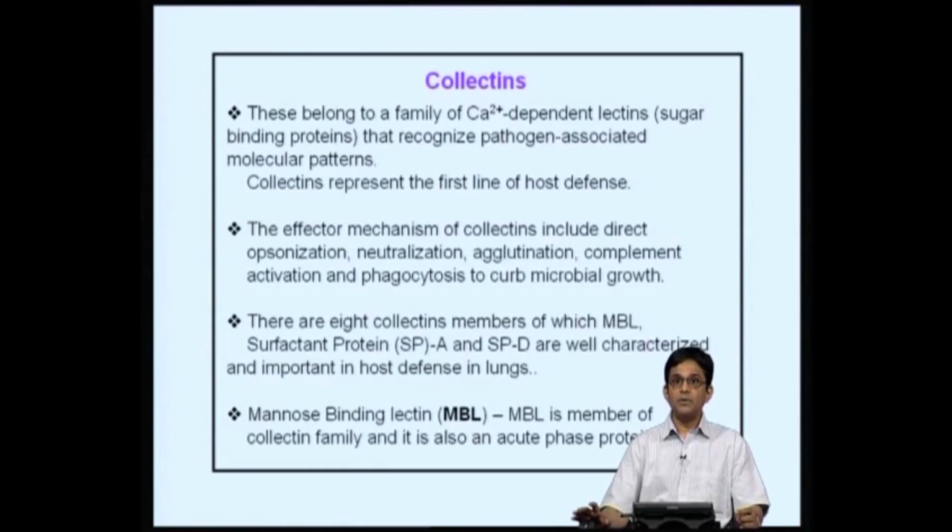There are different collectin members, and if you remember, mannose binding lectin is an acute phase protein. That means it is produced rapidly during inflammation, and it is also important for complement activation. It is a member of the collectin family. Two other members of the collectin family, namely surfactant protein A and surfactant protein D, are well characterized to play an important host response role in the lung. So, these are different proteins produced by the host to tackle different types of microbes, because we are constantly under attack.